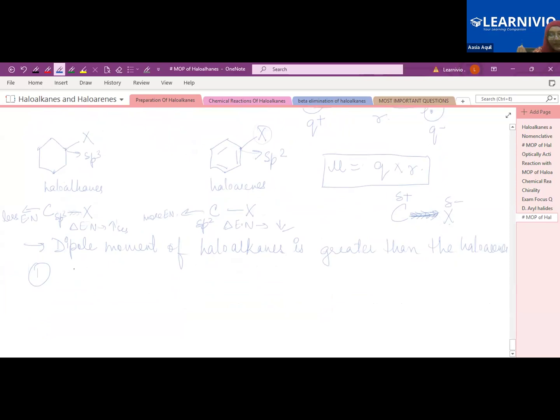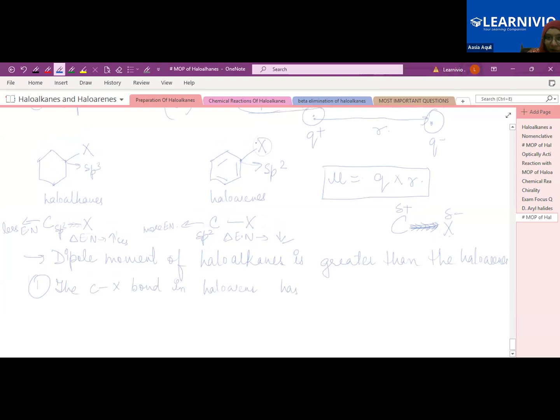A question can come directly, like: dipole moment of haloalkanes is greater than haloarenes, write the reason. So what could be the reason? One more thing: because this halogen has a lone pair, it will donate its lone pair to the benzene ring, and due to that, the benzene ring shows resonance.